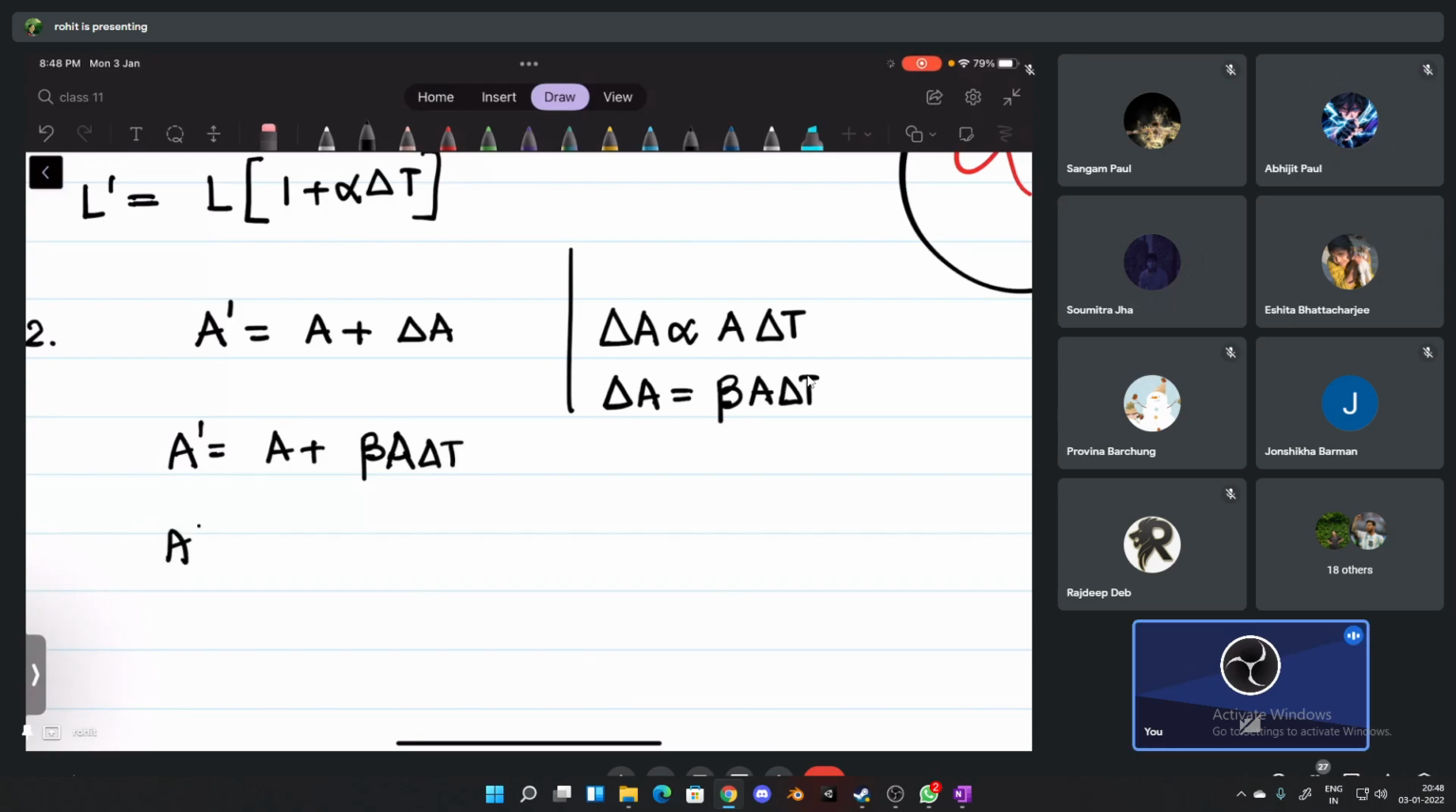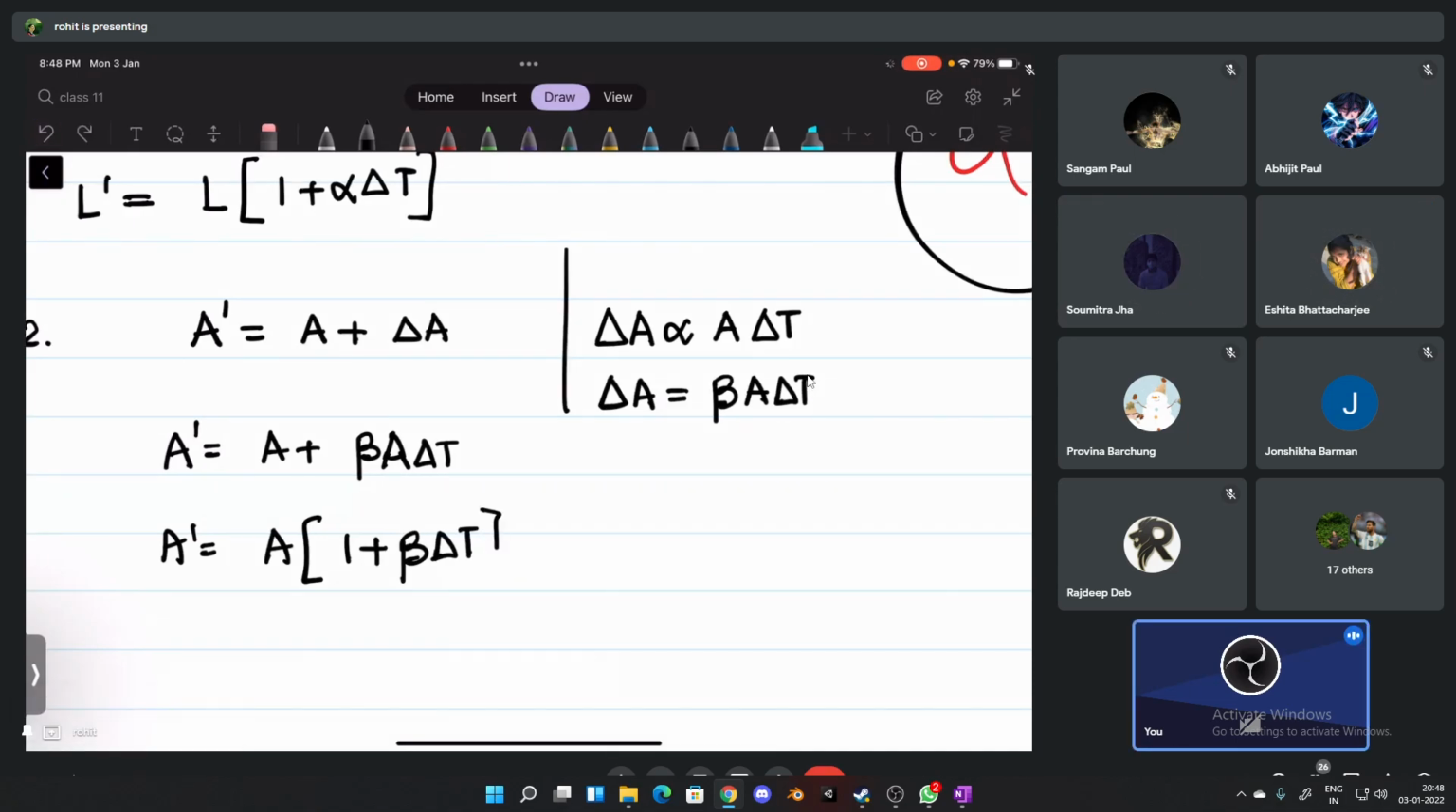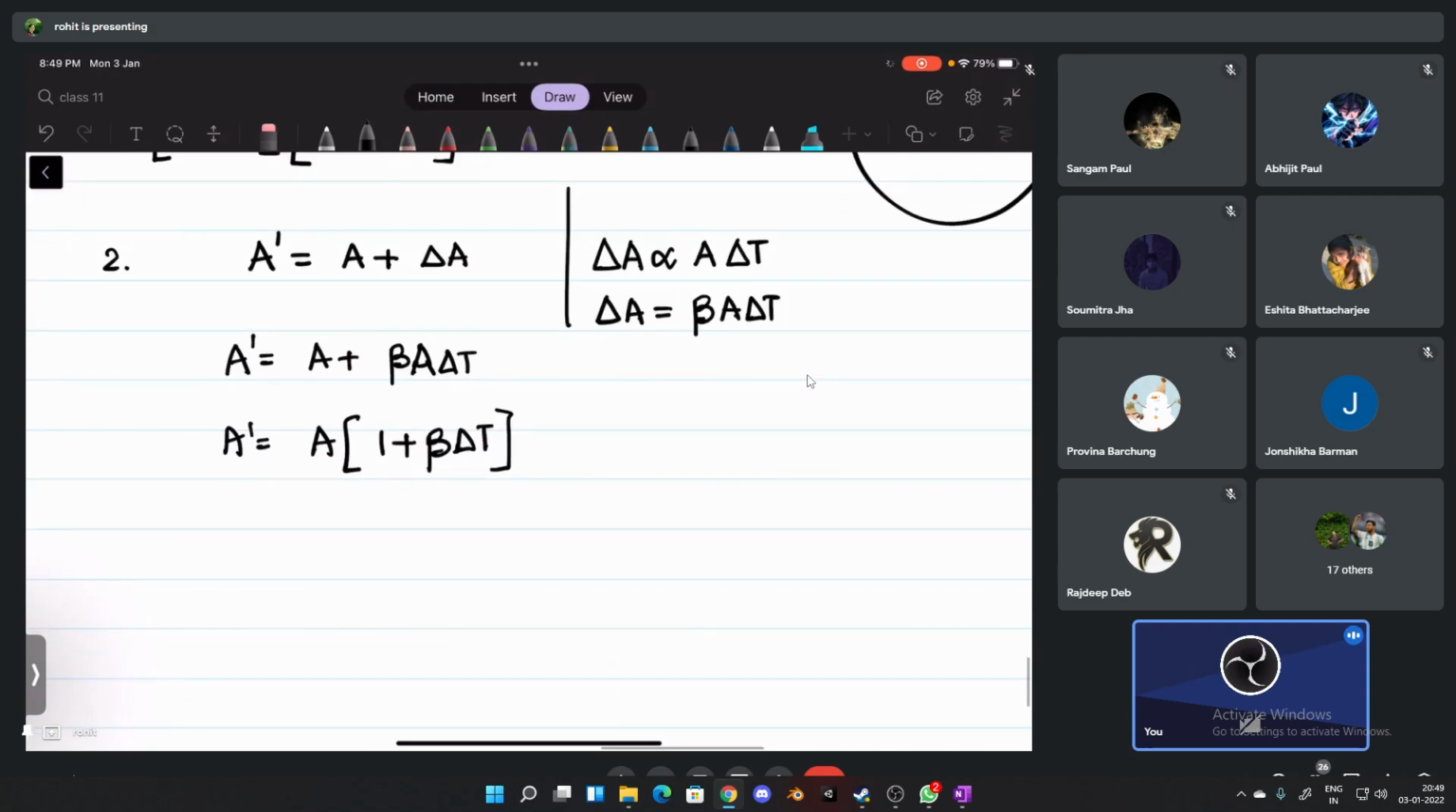So again I can write A dash will be what? A common, so I can write here A(1 plus beta delta T). I'm going to use this every time I want to talk about superficial expansion. So the new area formula looks like this, where beta, again you can understand, for steel will be less compared to beta for aluminum, and that is how it will work.